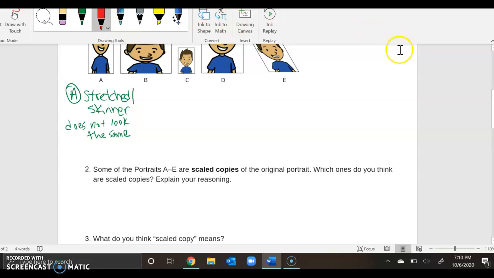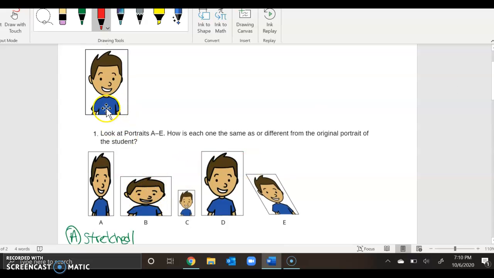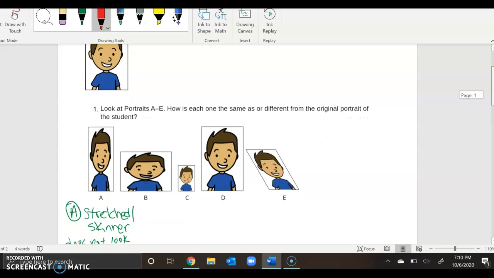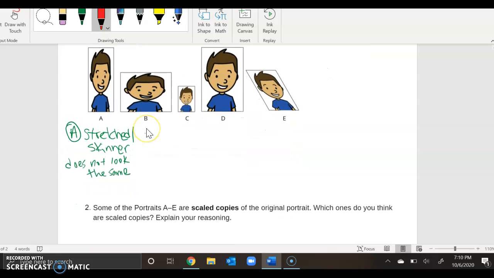Okay, and then if we look at B, compared to our original, it's almost like I took that top edge of my photo and pressed it down so it got a lot shorter, and it also got a little fatter or a little wider. And again, I can tell it's the same person, but if you look at his face, he definitely does not look the same as he did in the original photo. So B, we're going to say he got shorter and a little wider. And again, we're going to say he does not look the same.